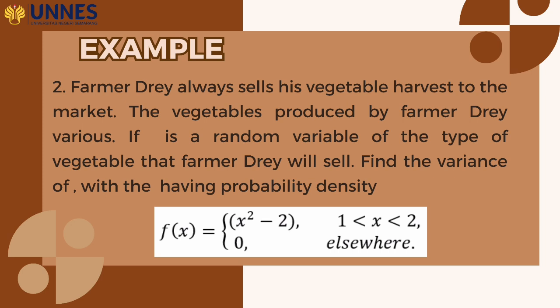And there is the example. Farmer 3 always sells his vegetable harvest to the market. The vegetables produced by farmer 3 vary. If X is a random variable of the type of vegetable that farmer 3 will sell, find the variance of X, having the following probability density.